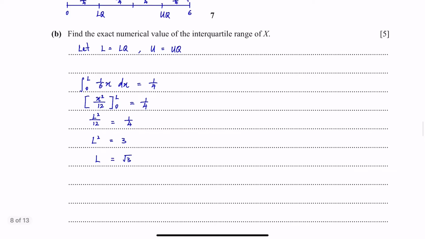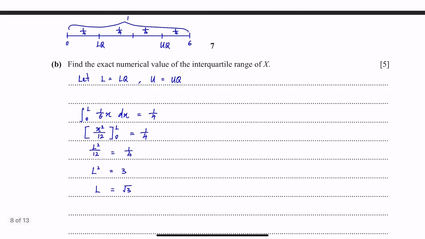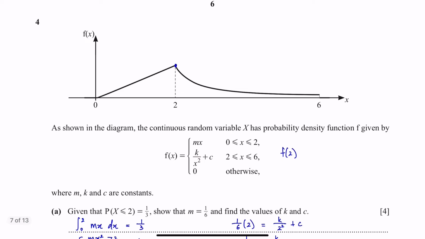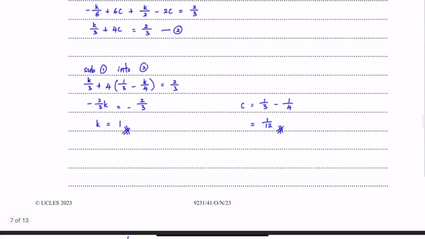So for the upper quartile, we can see that if we integrate the graph from the upper quartile to 6, we will also get 1 over 4. So we integrate it from u to 6, and the graph should be this graph. From the upper quartile to 6, we should integrate this graph to find the area here. Alright?